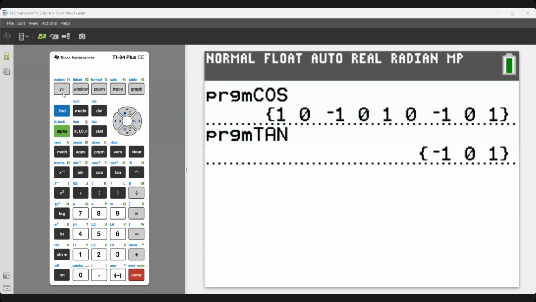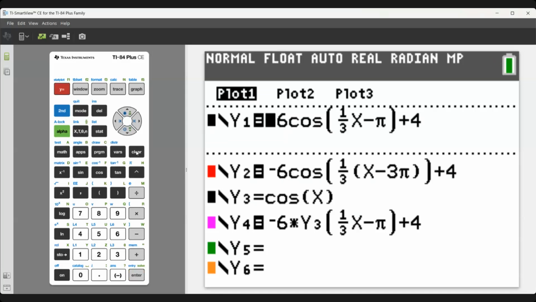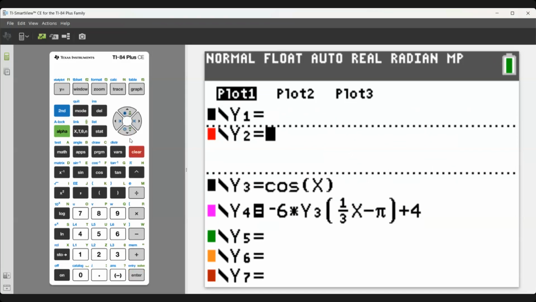So I like to call it XL, which is negative pi over 2, and then XR, which is positive pi over 2. And the way we're going to work this is that's going to be like our X minimum and our X maximum on our viewing screen. So now if we go into Y equals, let's go ahead and clear all that out.